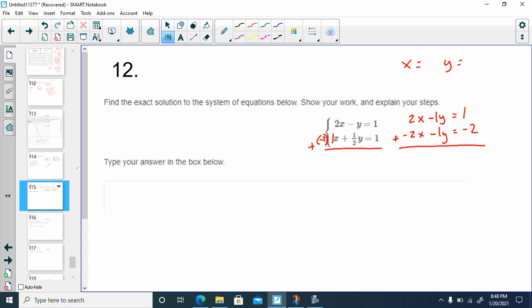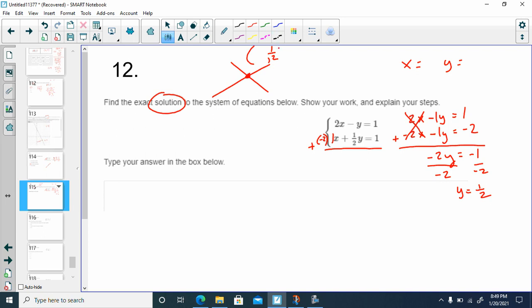2x plus -2x is 0. You've eliminated this variable, right? -1y plus -1y is -2y. And 1 plus -2 gives me -1. Divide both sides by -2, and I've got y is 1/2. They wanted the solution. We know a solution is where the two lines intersect. So I've got y is 1/2. I need to find the x, don't I?